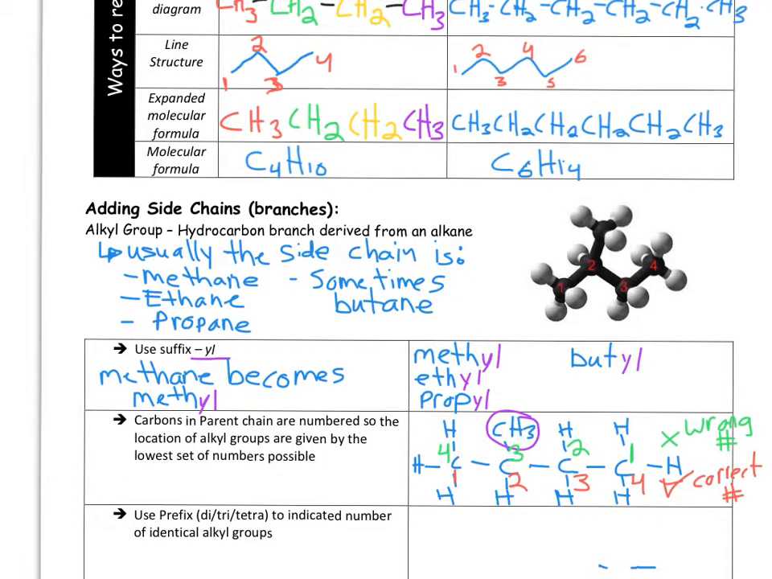So if we named this, we have to indicate where the side group is located. So we say it is located at 2. It is a methyl, so 2-methyl, and that's proper form, and there are 4 carbons, so it is 2-methylbutane.